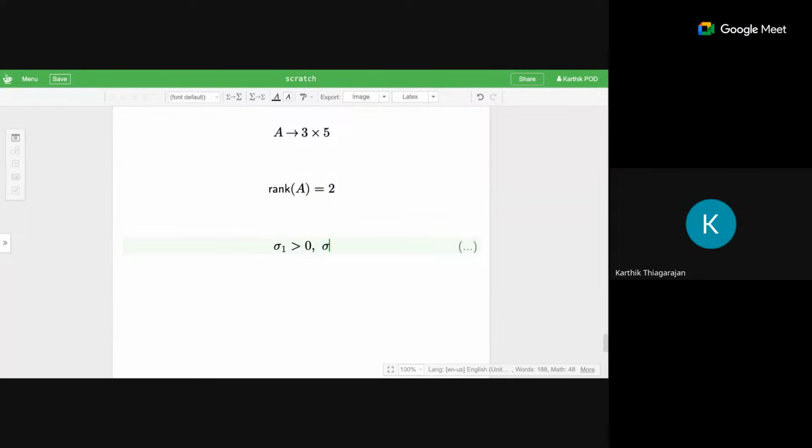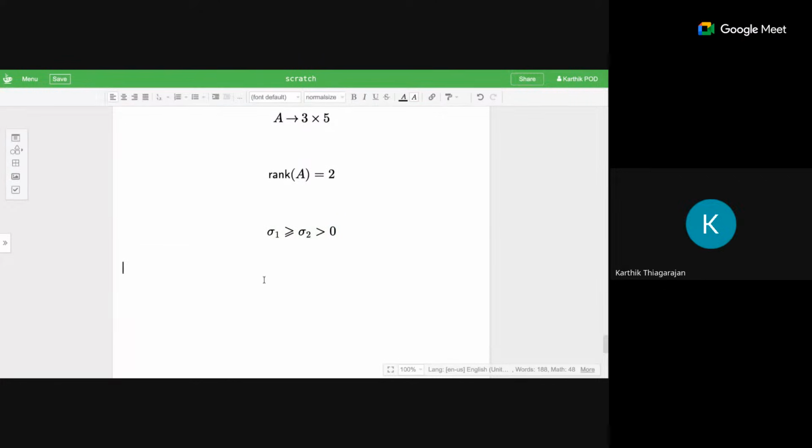You can say that sigma 2 also is greater than 0, for sure. In fact, sigma 1 is greater than or equal to sigma 2. We don't know if they are equal, they could be equal, but you can say this for sure. So there are as many positive singular values as the rank of the matrix. And it turns out that rank of A is the same as rank of A transpose A and A A transpose. So that is why you can argue all these things.